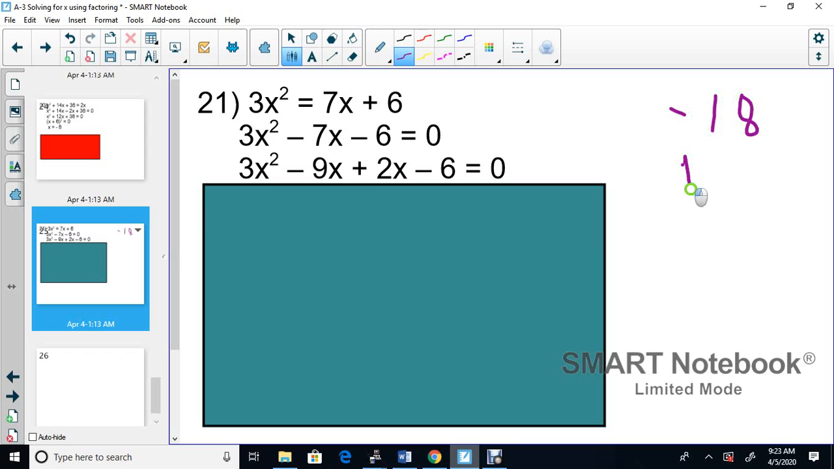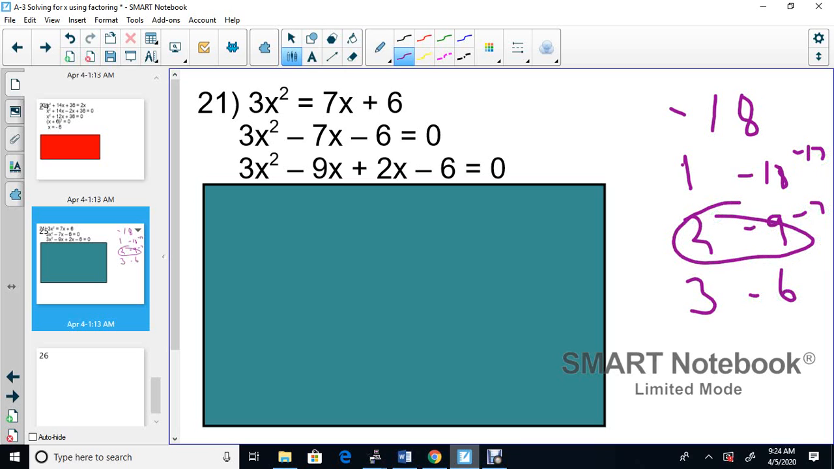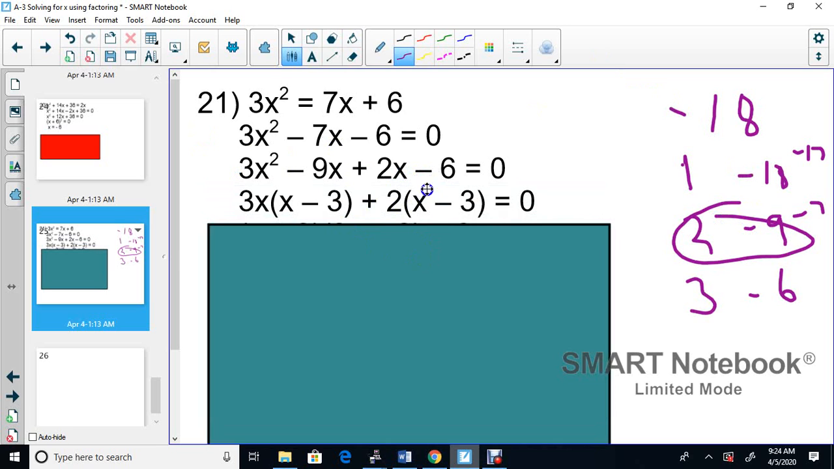You write those numbers down, 1, 2, 3. Negative 18 divided by 1 is negative 18, negative 18 divided by 2 is negative 9, negative 18 divided by 3 is negative 6, and then you add 1, that's negative 17. No, it's not that one. Add negative 7. Oh, there it is. So you use the negative 9 and the 2 in any order. Again, you common factor the first two and common factor the last two. And you should get the same thing in the bracket.